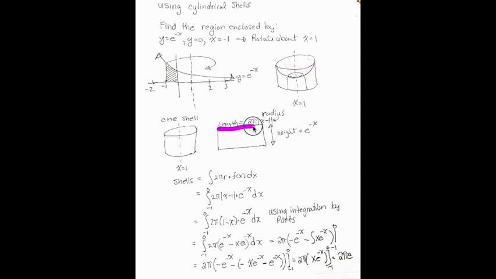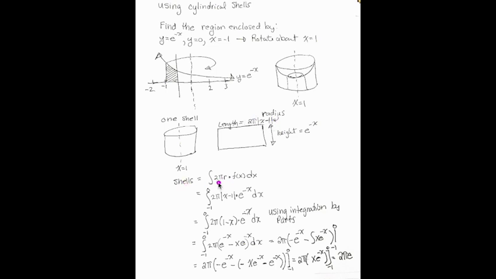Now, the length of the rectangle is going to be the circumference. So when we slice it and unroll it, the length is going to be this right here. So we're going to have 2 pi, and then the radius is going to be the distance between the x value and the line x equals 1. Now, because we want to find the distance between x and 1, I'm using absolute values here.